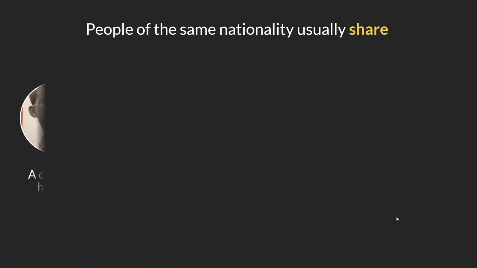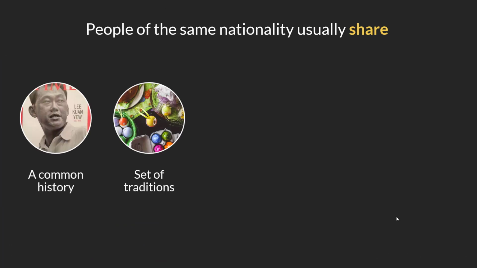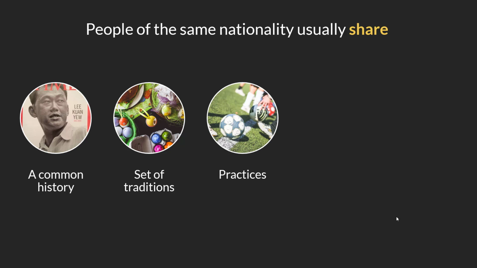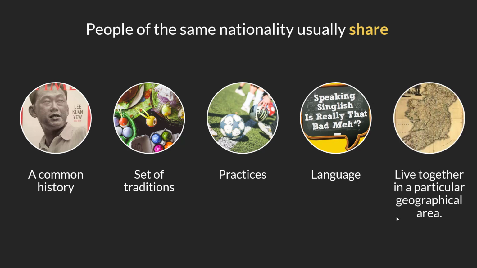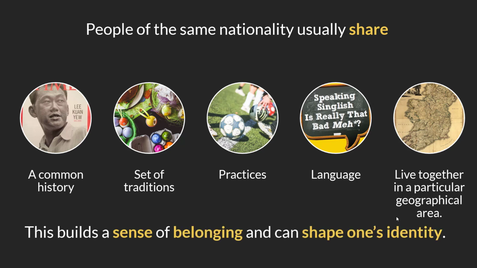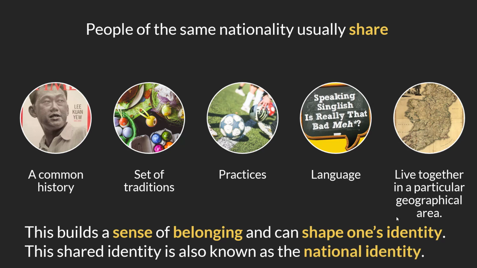People of the same nationality actually share a common history. In Singapore, we all know Lee Kuan Yew, who is the founder of Singapore, and a set of tradition. We have practices that all of us actually share in and probably have participated in at one point of time in our lives. And language, Singlish, is that really bad? Meh. So the idea that Singlish actually brings people together is an important point to consider as well. And they live together in a particular geographical area, in this case, the south of Malaysia and the north of Indonesia. And this builds a sense of belonging because we share a number of factors that we have in common, and this shapes one identity. And this shared identity is also known as the national identity.